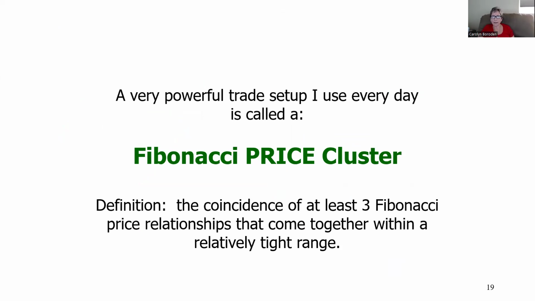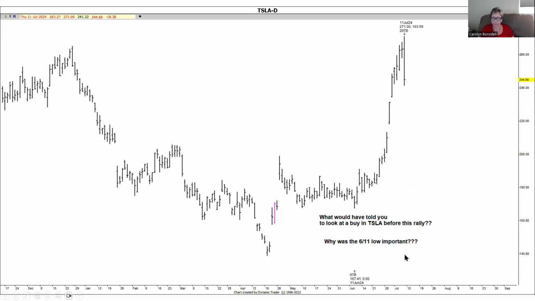But what I want to talk about now is a very powerful trade setup that I use every day. It's called a Fibonacci price cluster. So the definition for me, since I just made it up, is the coincidence of at least 3 Fibonacci price relationships that come together within a relatively tight range. Okay. And basically, we're looking for the confluence because that strengthens the setup.